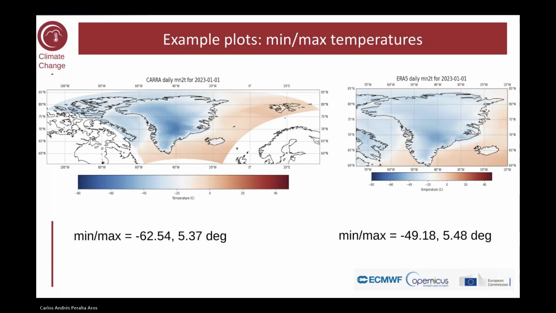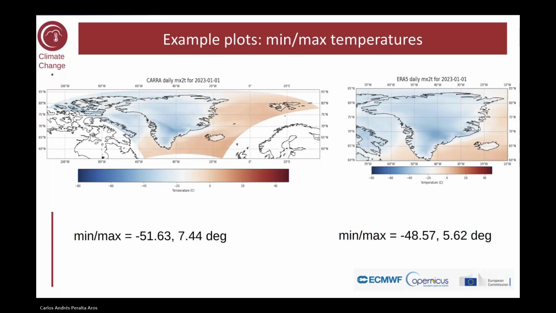Then again, a couple of these min-max temperatures for the month. This is a minimum temperature after post-processing, which has a very long name. And for CARRA, you see the minimum is smaller than for ERA5, and that's probably overland, where the higher resolution gives you more detail. Similarly for the maximum, again the minimum of the maximum is a bit lower in CARRA than in ERA5 for the same month.